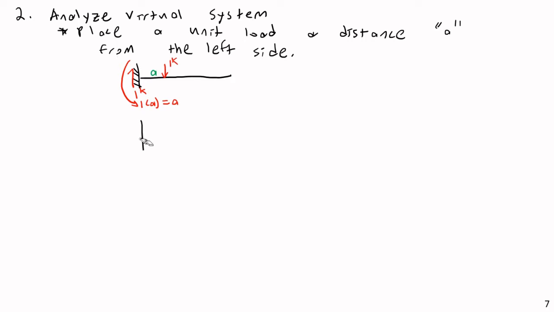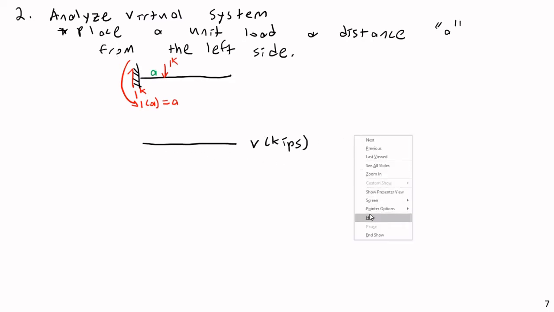Then let's go ahead and get the shear diagram. So V in kips, and our shear diagram. On the left hand side, we're going to jump up to 1 kip, then we're going to remain constant all the way over to our unit load, wherever that happens to be. Then we're going to drop down 1 kip and end up at 0.